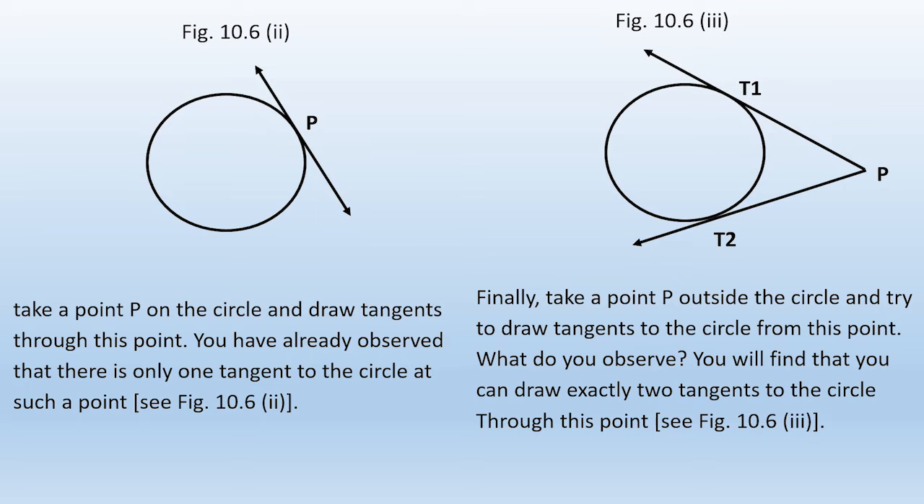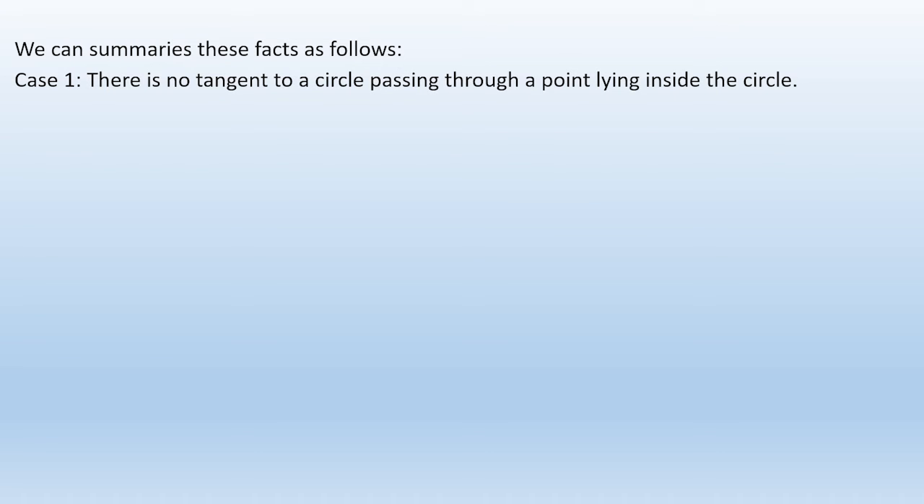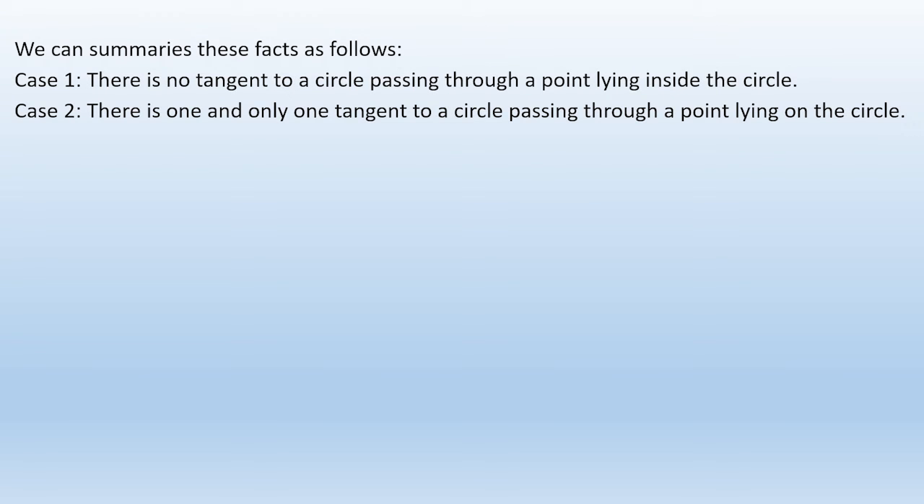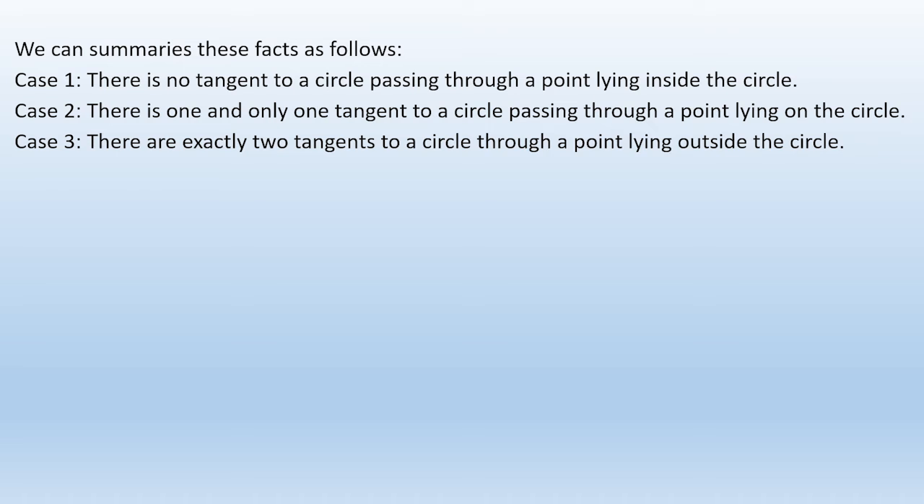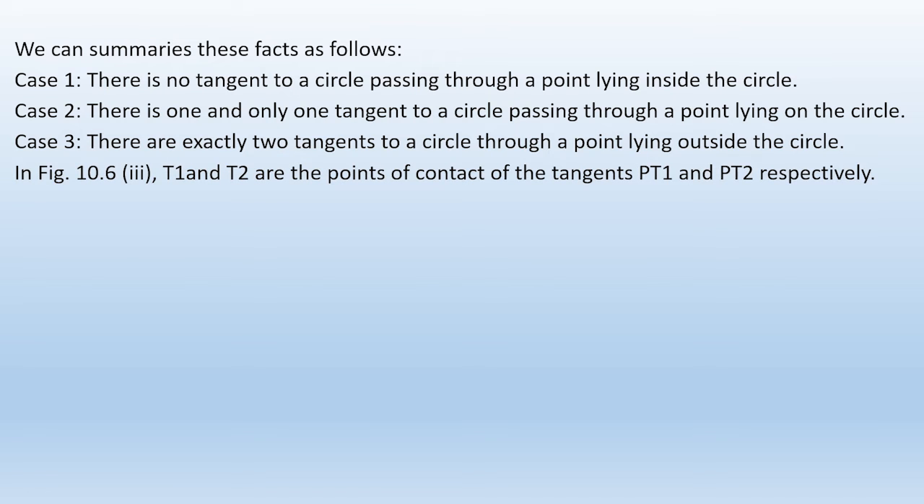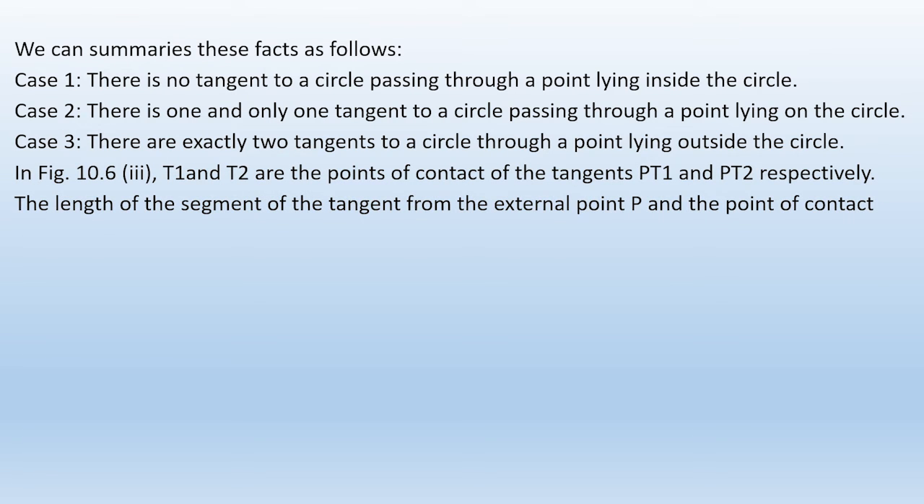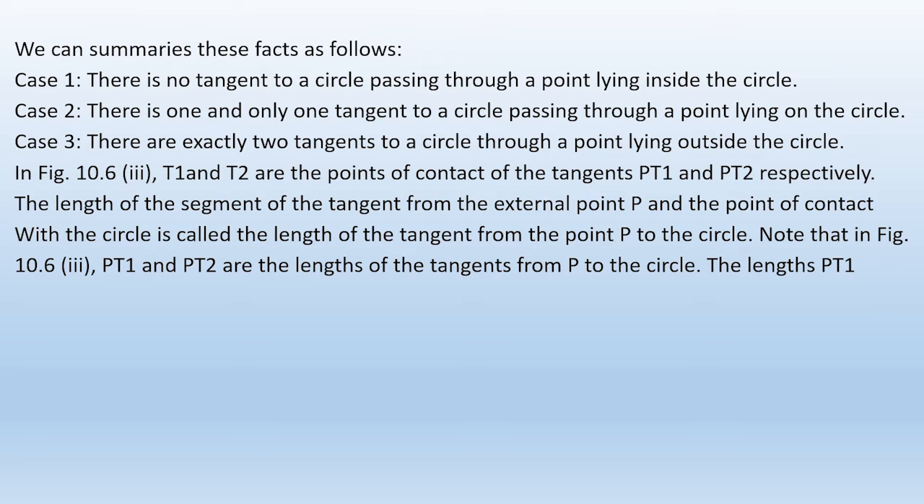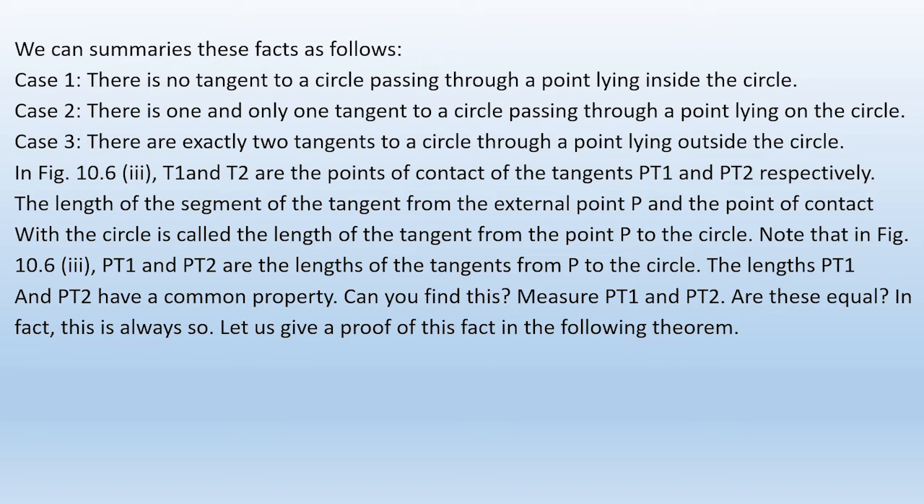These facts can be summarized as follows. Case 1. A tangent to a circle passing through a point P inside the circle does not exist. Case 2. A circle has a single and unique tangent that passes through a point on the circle. Case 3. A point outside the circle has precisely two tangents to the circle. T1 and T2 represent the points of contact of tangents PT1 and PT2 respectively in figure 3.